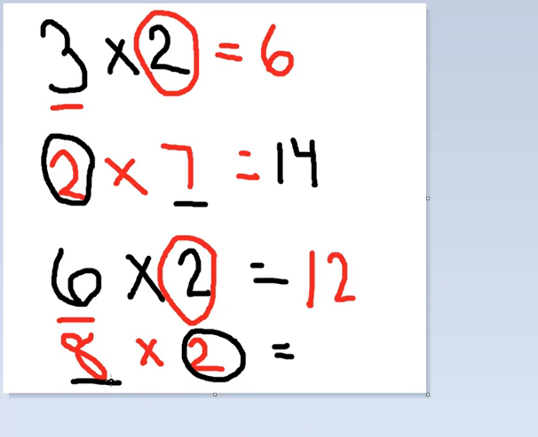Well, you should have said that the action is on the 8. That means I need to double the 8. 8 plus 8 is 16. So therefore, 8 times 2 is 16. You should go ahead now and practice a bunch of other times 2 facts before you're ready to move on to the next fact.